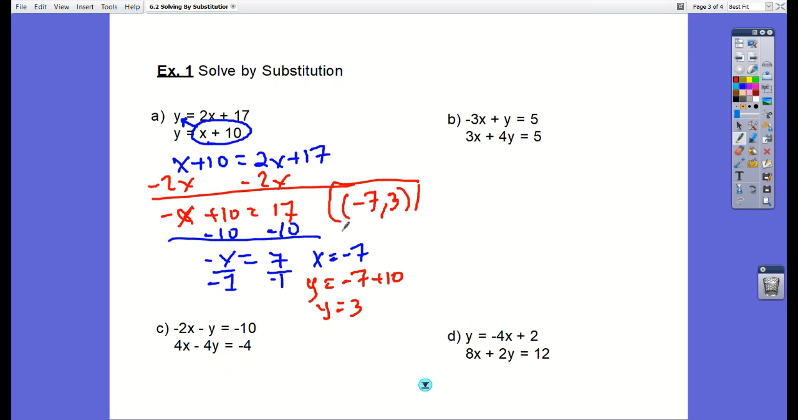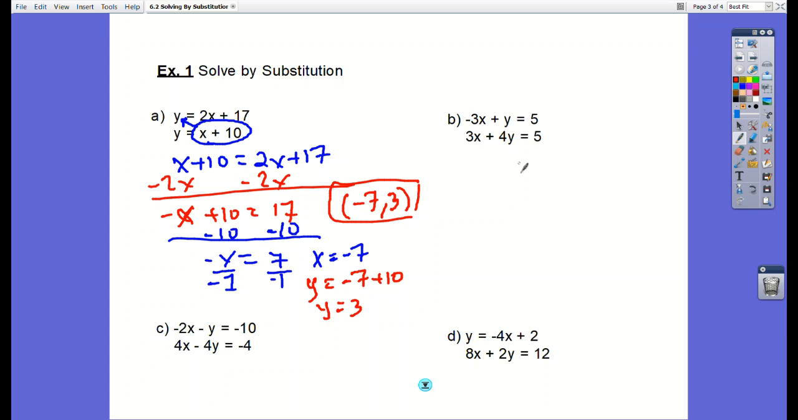Do a quick check. Plug it in. Either do it in your head or on your paper. Pretty straightforward here though. 3 equals, so negative 7 would be 14 plus 17. Yep, that's true. 3 equals negative 7 plus 10. Yes, that's also true. So this one works. Right? Plug that in. Let's put this one up to a class vote.